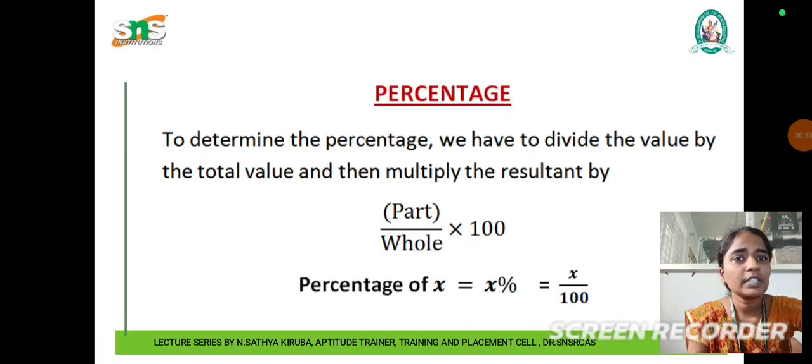First of all, the thing you should understand to determine the percentage is that you take the part value and divide it by the total value. That part of the value divided by the total value, multiplied by 100, will give you your percentage. So, percentage of x is equal to x percentage. What does that mean? Whenever you have this percentage symbol, you can calculate it as x by 100.